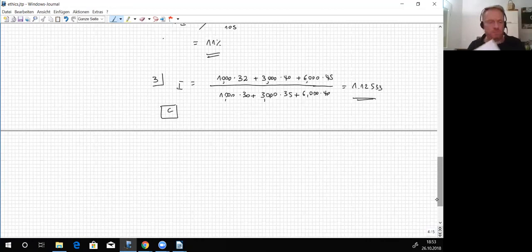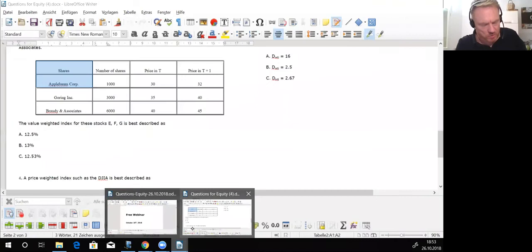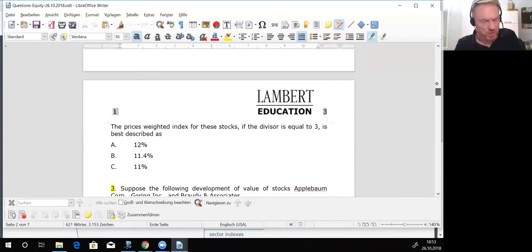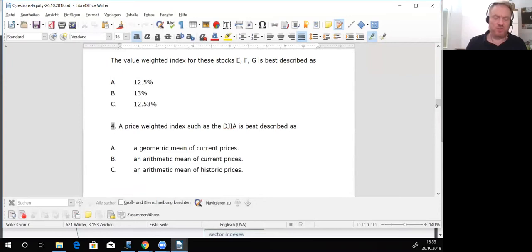Now talking about some verbal stuff. Question number four. A price-weighted index, such as the Dow Jones Industrial Average, is best described as a geometric mean, an arithmetic mean of current prices, or an arithmetic mean of historic prices.